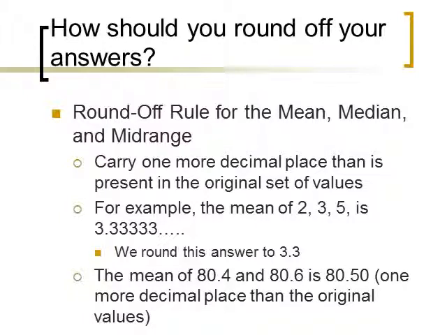Many students question how to round the answers that they get in the calculator, and so we have some suggestions for doing that. The round-off rule for the mean, median, and mid-range: always carry one more decimal place than is present in the original set of values. So for example, if you're asked to find the mean of 2, 3, and 5, which have no decimals in it, and then you get this value in your calculator, 3.33333 repeating, then we would round this to one decimal place, 3.3. The mean of 80.4 and 80.6 is 80.50, and the reason we have 80.50 is because we want to go one more decimal.